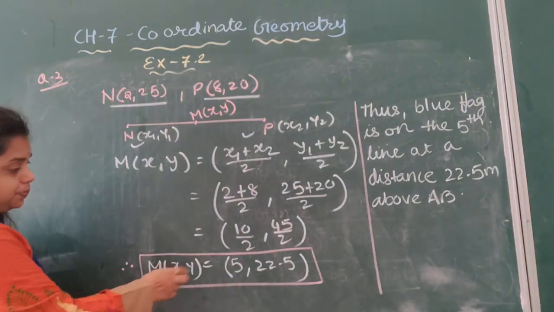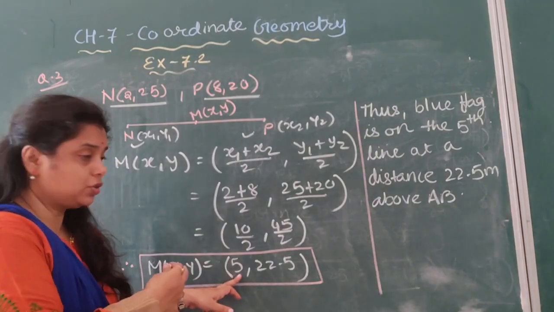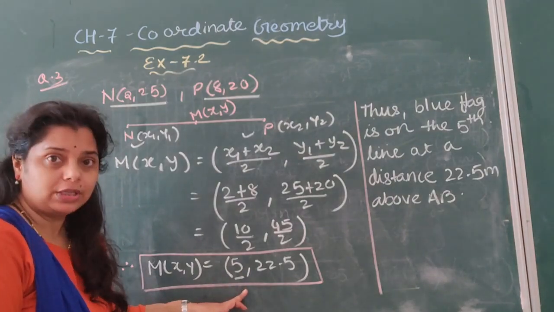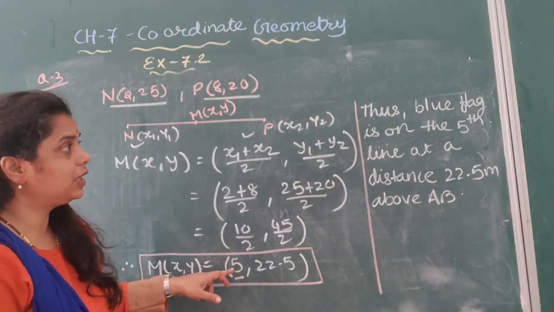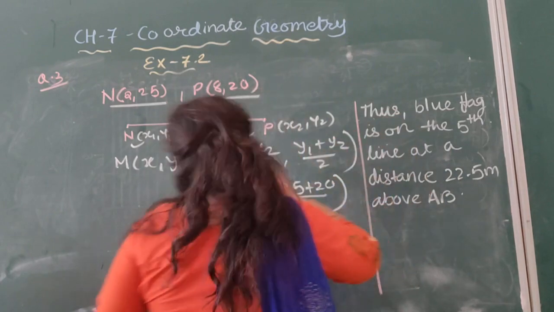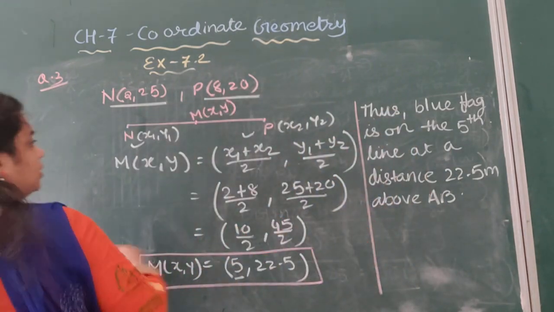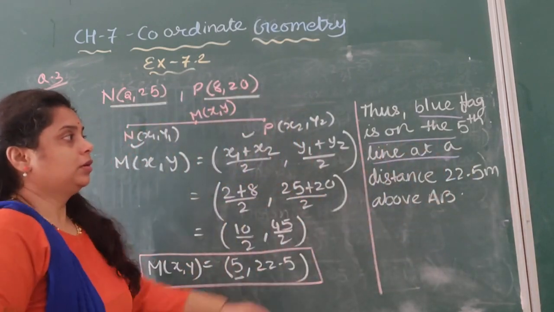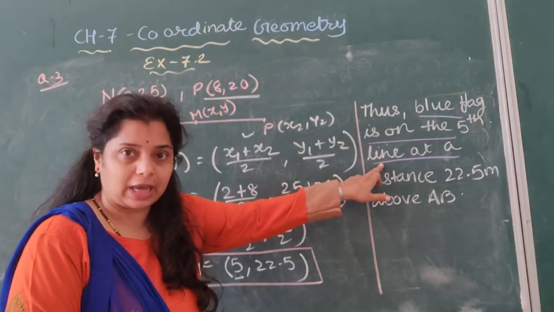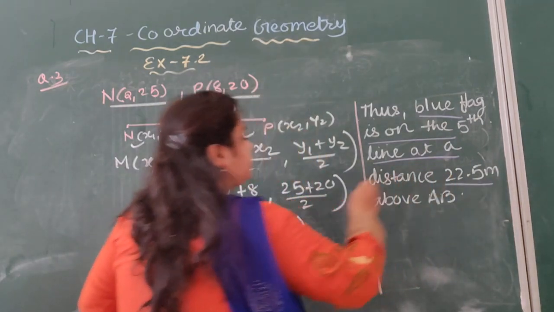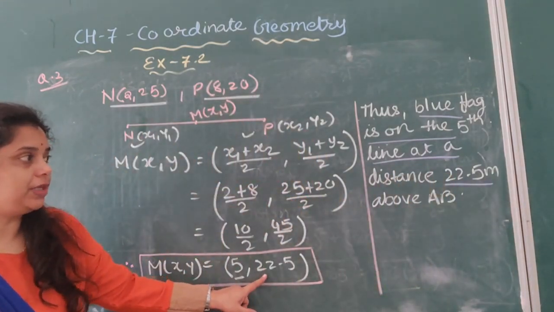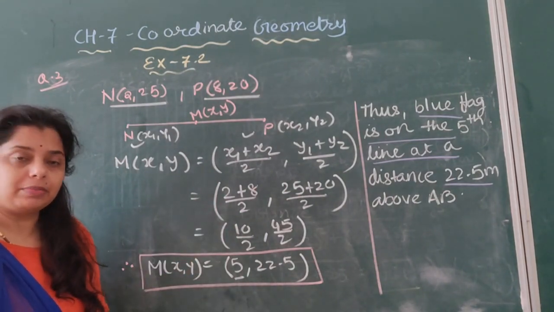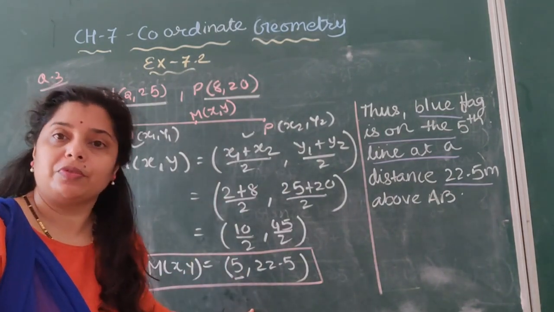It means, as you remember from the figure, 5 is the x coordinate. So we can say that the blue flag she has to place is on the 5th line, at a distance of 22.5 meters above the AB line segment. Like that, you can solve such types of examples.